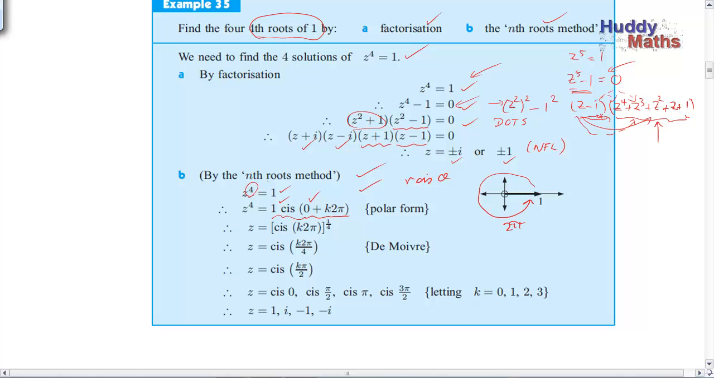And how many times do we want to do it? The degree is 4, so we really probably want to go around 3 more times. So 1 lot, 2 lots, or 3 lots to come back to this position. So our first starting value is cis 0, which is just 1.